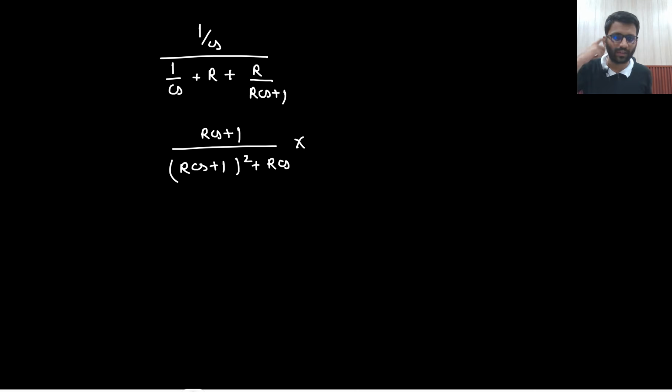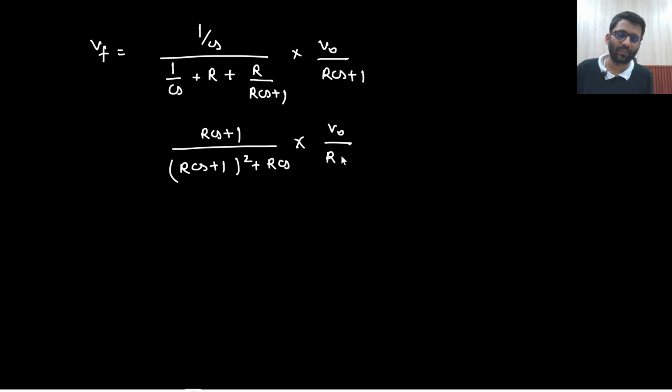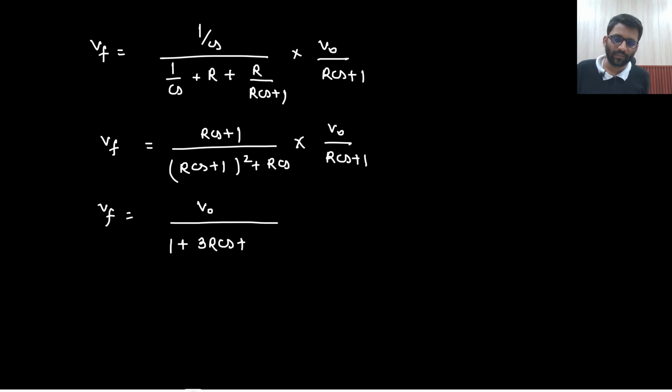What we are doing is finding Vf. This was our Vf, into this V naught potential, into V naught by RCs plus 1. So RCs plus 1 and RCs plus 1 will get cancelled. Just a simple transfer function you need to find, and you should be comfortable with this kind of calculation. So 1 plus 3RCs plus R square C square S square, not minus omega square, into V naught, is what you are getting.